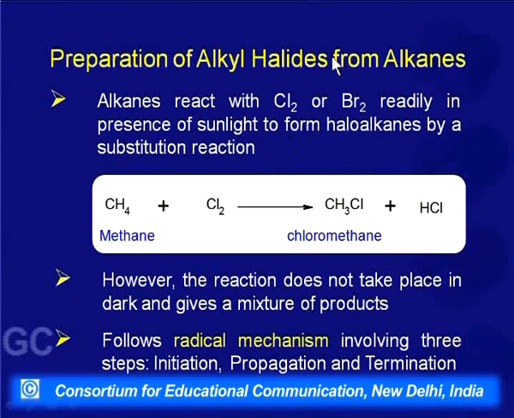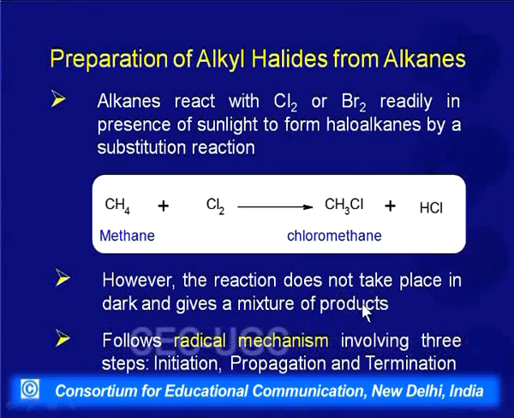Let's look into the first method, that is the preparation of alkyl halides from alkanes. Alkanes react with chlorine or bromine readily in presence of sunlight to form haloalkanes by a substitution reaction. I hope you know that a substitution reaction is the one where one atom replaces an atom of another molecule and forms a substituted product. For example, methane can be reacted with chlorine and we get chloromethane as the product and hydrochloric acid as the byproduct.